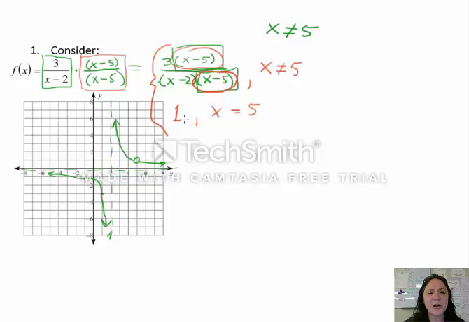In the next video, we're going to put this idea of holes together with all of the other pieces of graphing our rational equations and graph equations from start to finish for the remaining 3 problems on this video worksheet.